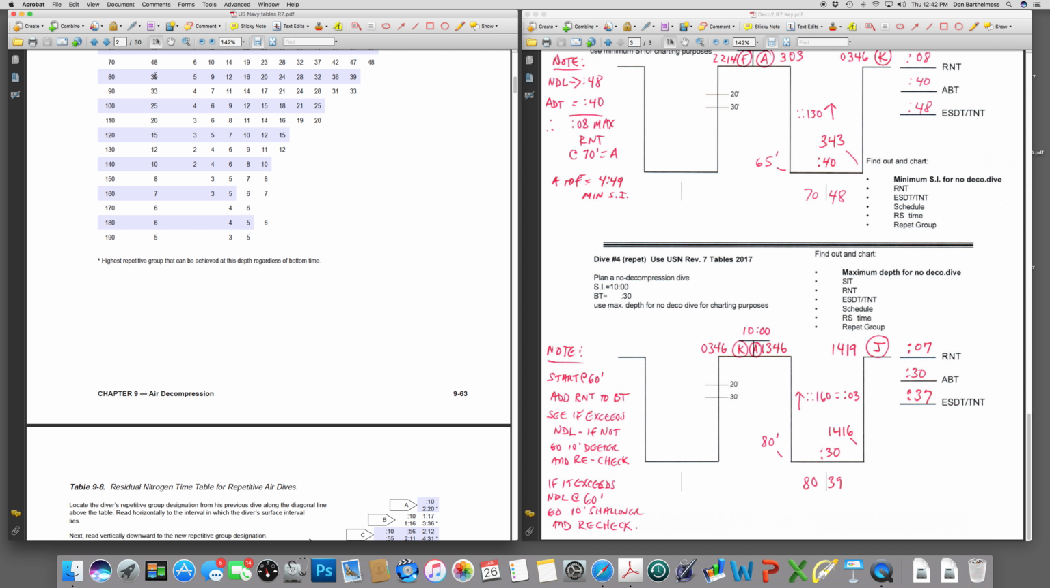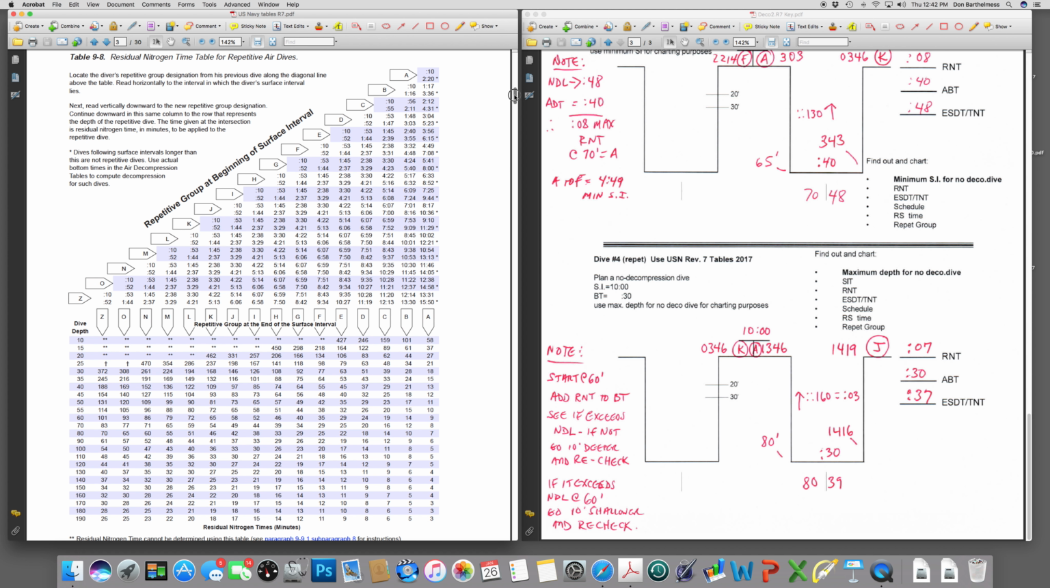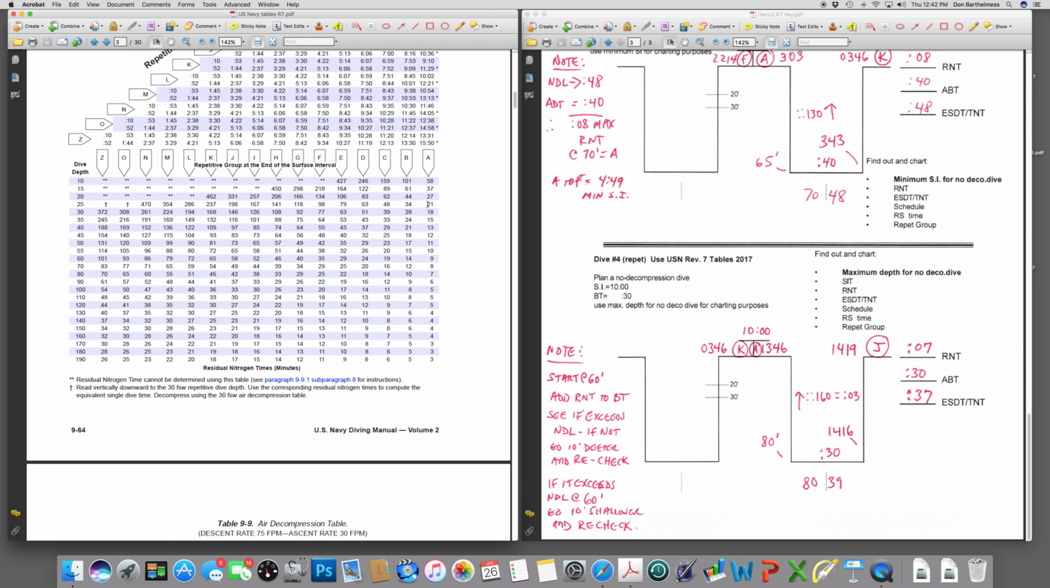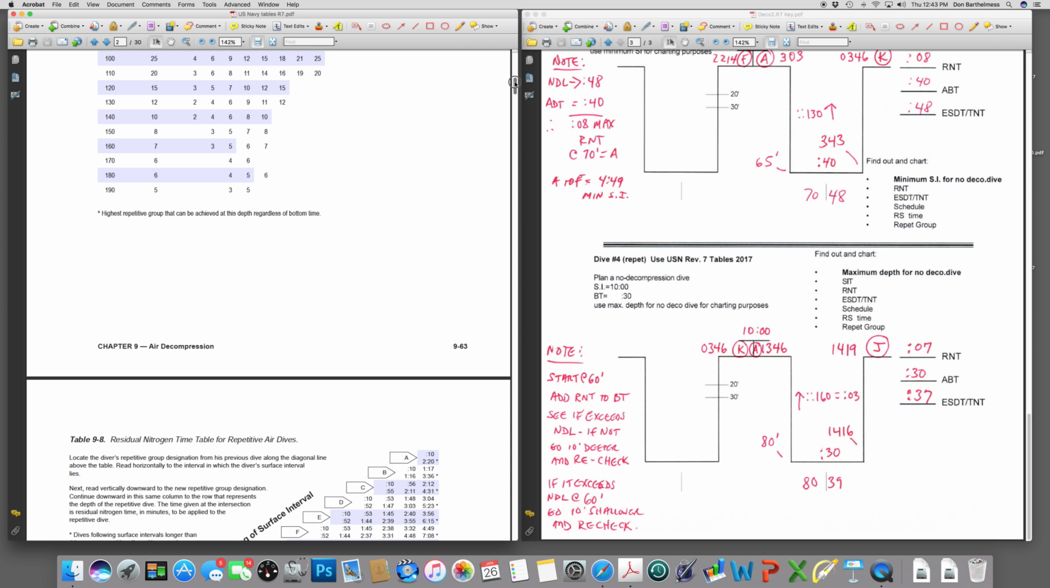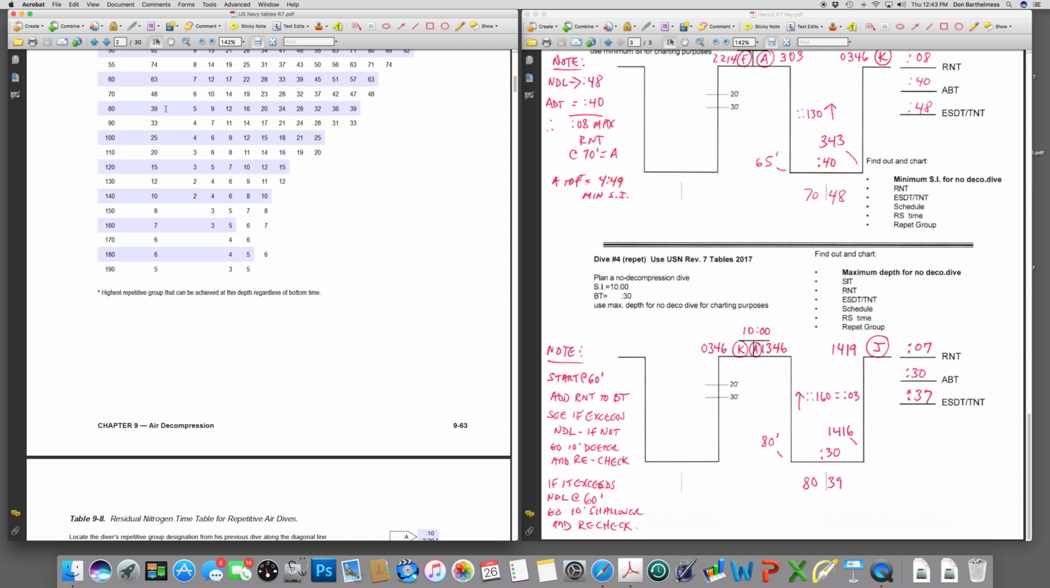80 feet has a total maximum equivalent single dive time of 39 minutes. Let's check how much RNT we'll have at 80 feet. The numbers are going to change, and I have 7 minutes of RNT. 7 plus 30 is 37, and that happens to be less than the 39 minutes that we just looked at here. So will that work? Yes. Now let's go deeper.